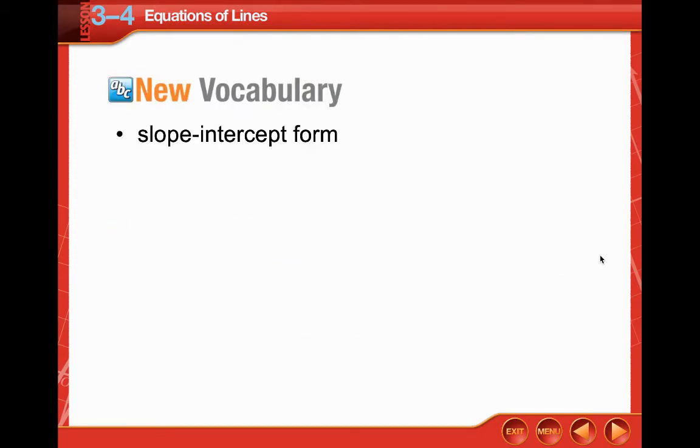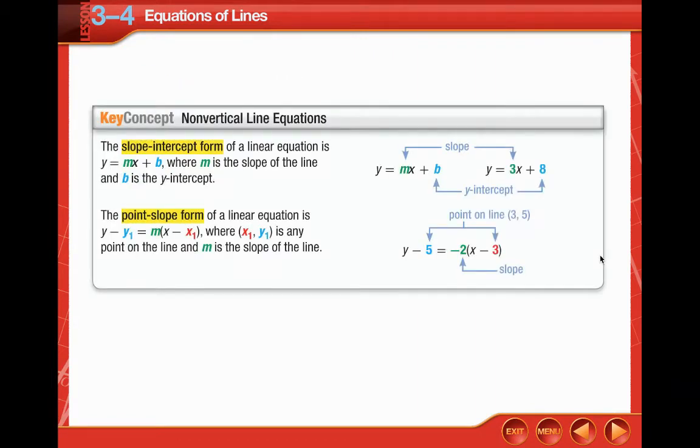Slope-intercept form, hopefully you remember that from before, is y equals mx plus b. We're going to go a little bit more in depth on that. Point slope form is y minus y1 equals m times x minus x1. Hopefully you remember that. Slope-intercept form of a linear equation is y equals mx plus b, where m is the slope of the line and b is the y-intercept. So m is the slope, which is 3. b is the y-intercept, which is 8. Point slope form of a linear equation is y minus y1 equals m times x minus x1, where x1 and y1 is any point on the line and m is the slope of the line.